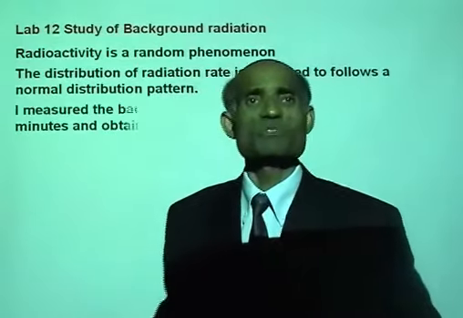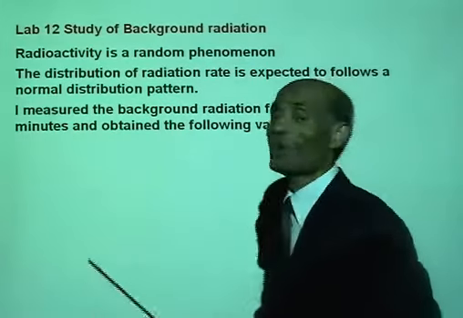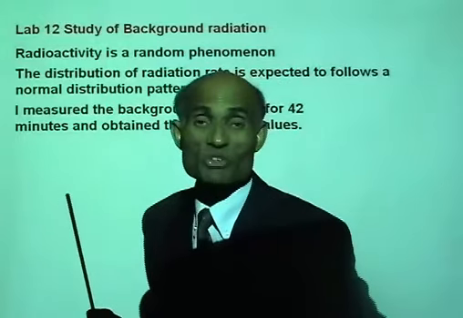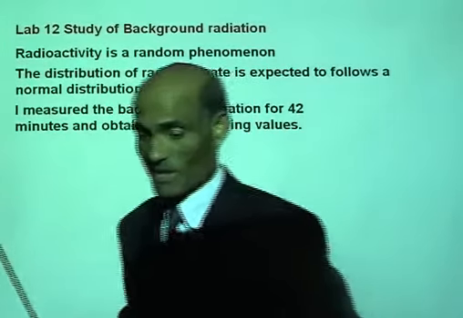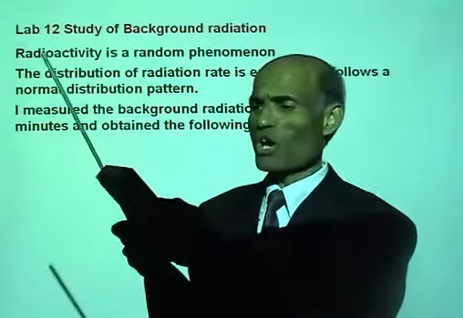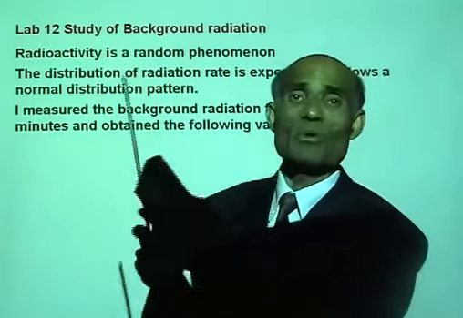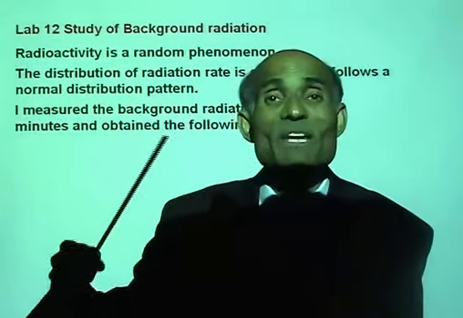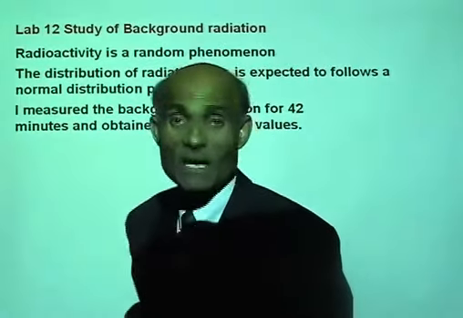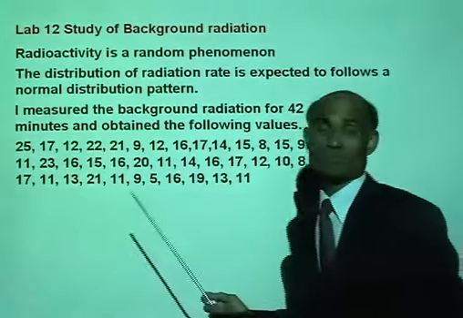We're going to look at the distribution of this. I measured the background radiation of this room for 42 minutes. I took the counts for each minute. I used this equipment. I turned it on and I can set it for each minute count. It will count for a minute and give me that number. Then I do it for the next minute. I did it for 42 minutes and I got these numbers.